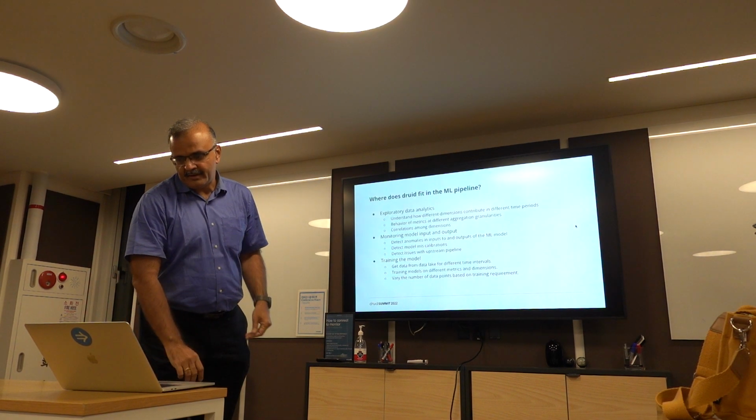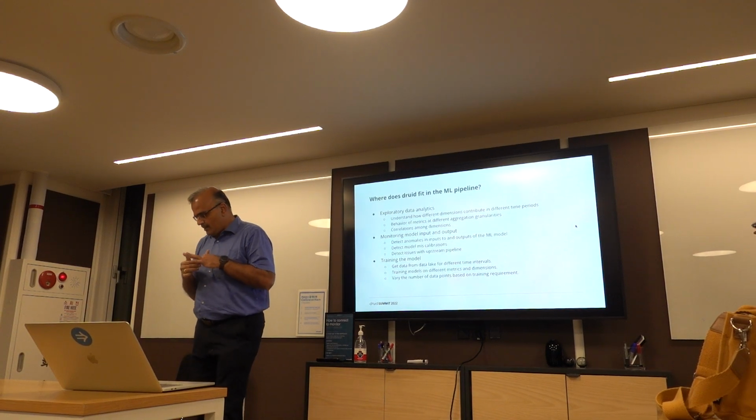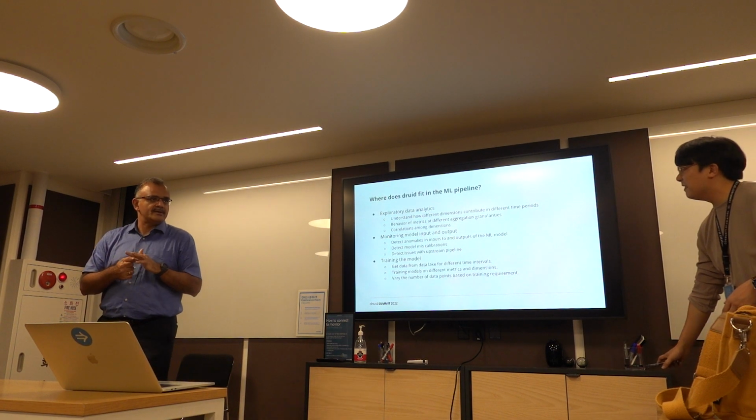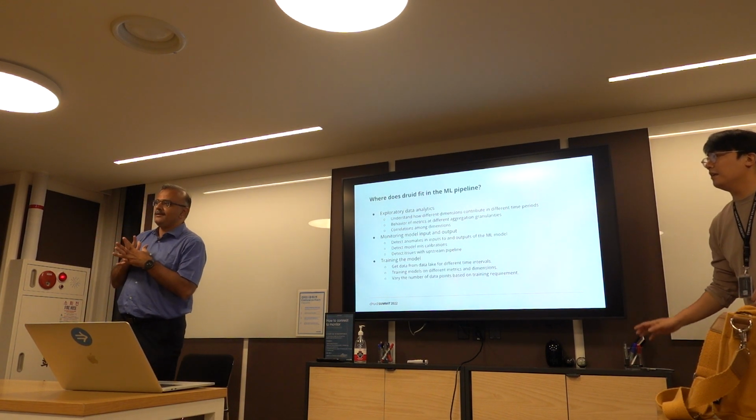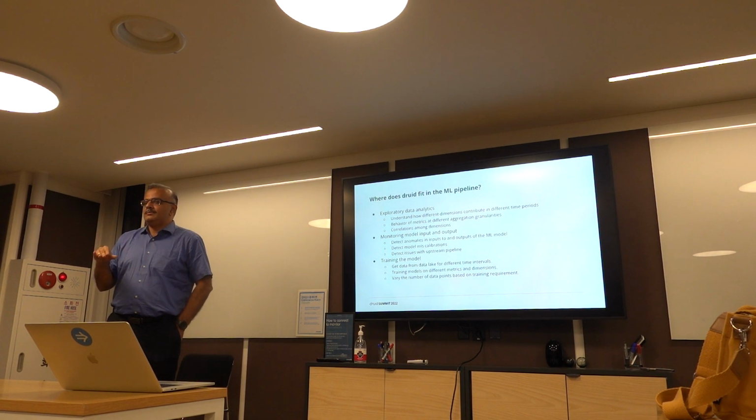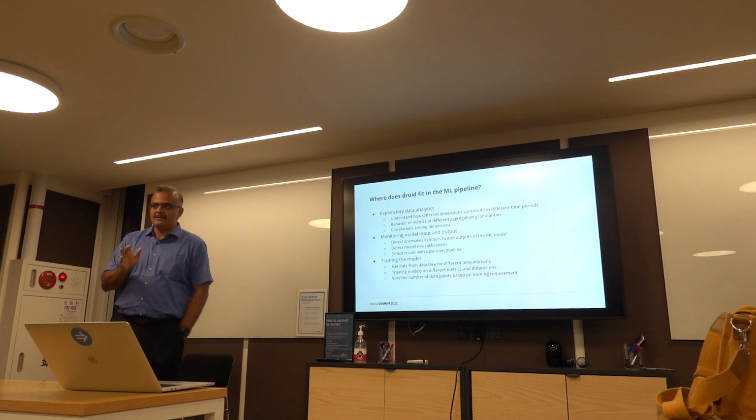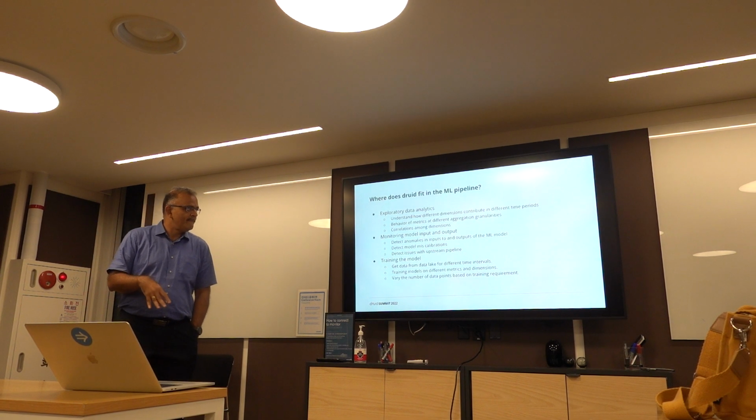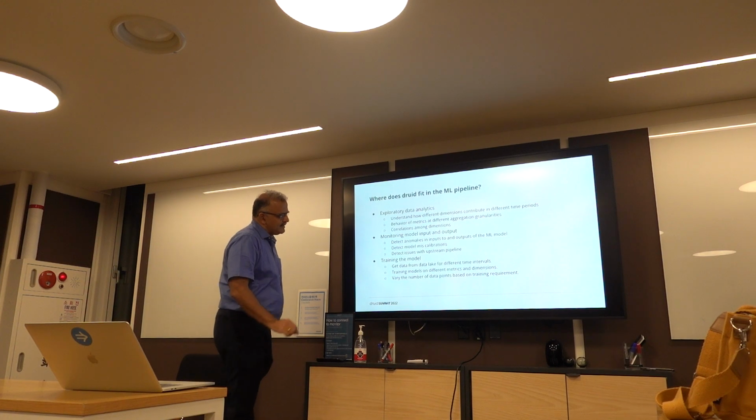Okay, where does it fit? So broadly, Druid can do three things. Druid cannot do any machine learning on its own, and today there is no predictive or any other machine learning capability within Druid. But Druid does three things, right?